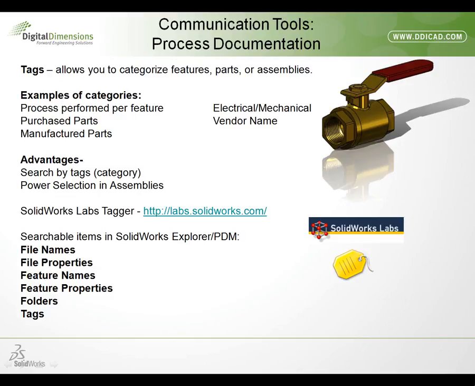The advantages of using tags is it allows us to search by those tags, or for this example, categories. This also will behave like a power selection in assemblies. If I use the search at the top of the feature tree, I can type in a category, and all the parts that match that category will then show up in the tree. Everything else will be hidden.